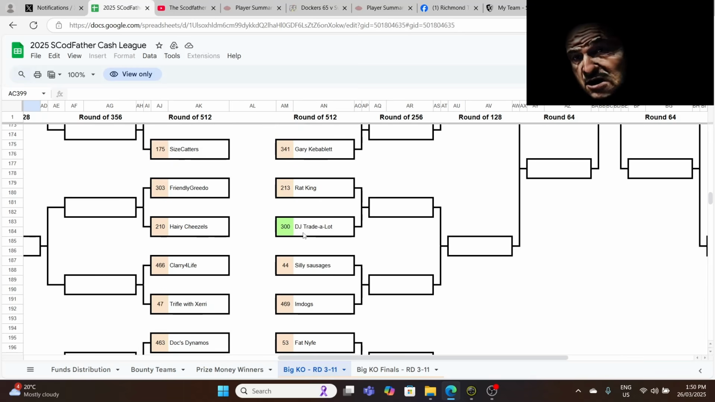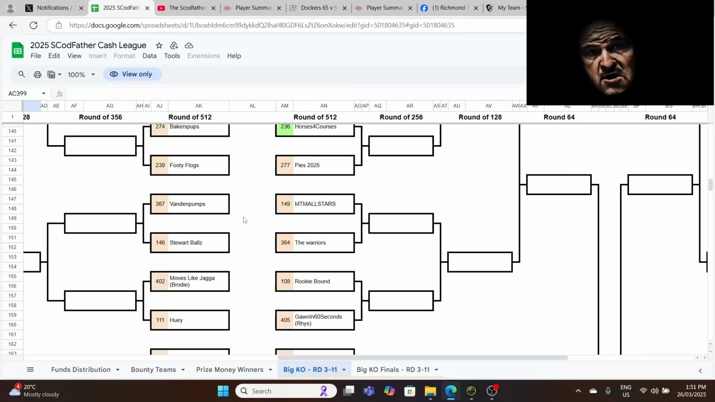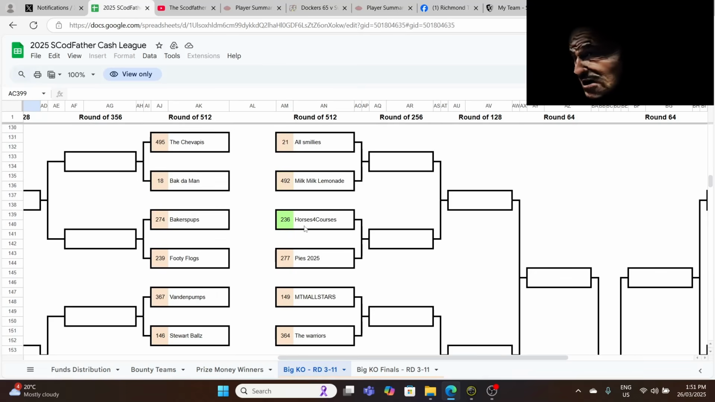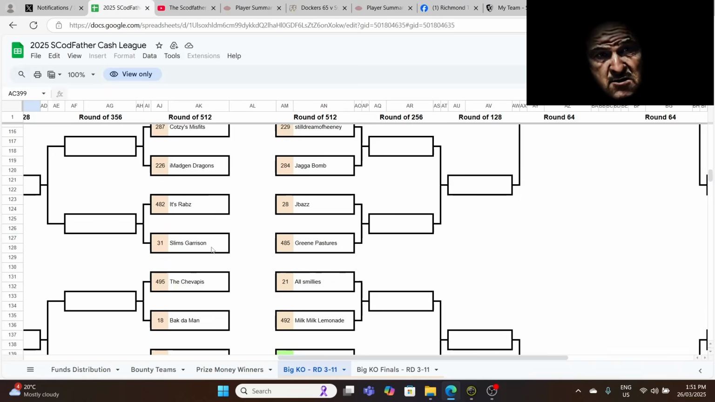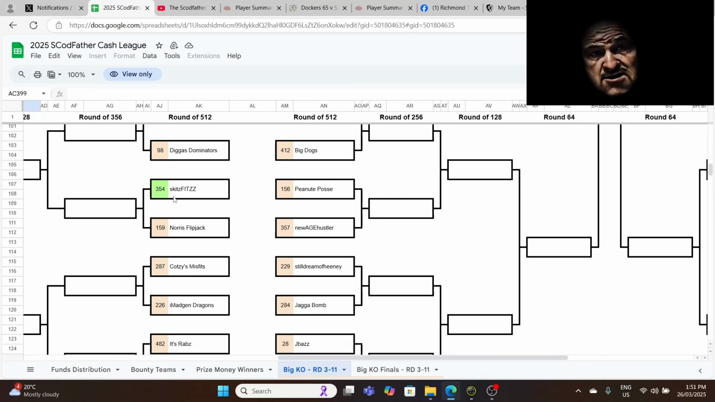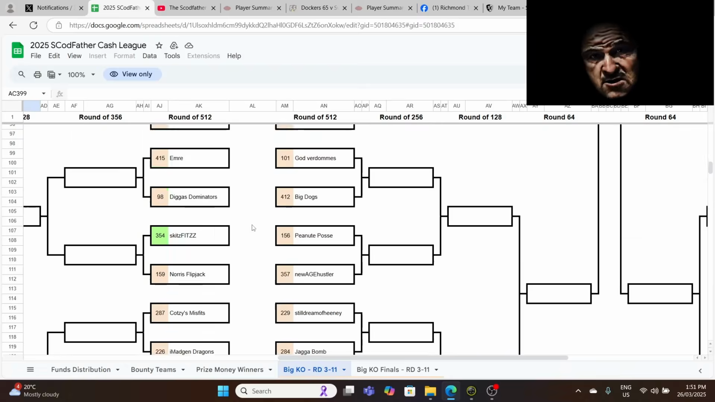Here we have DJ Traderlots versus Rat King. That's another big matchup over here. We go further up. We got our boy here, Horses for Courses, and he's playing against the Pies of 2025. Now a possible premiers maybe. We go further up. We got Skit Fits versus Norris Flipjack. The Flipjacks are over here, so against Skit Fits, and now Skit Fits is also another content creator.